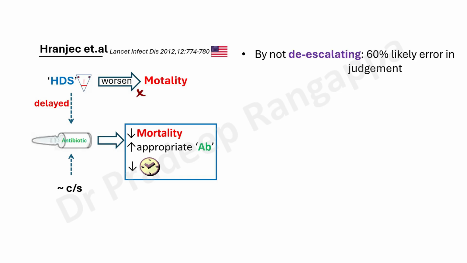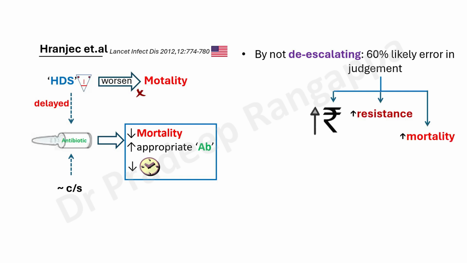So by not de-escalating, there is a 60% likely error in judgment. By indiscriminately using antibiotics in 60% of the cases where there is no answer and you are unable to delineate, you may be increasing the cost to the patient, increasing the resistance, and of course increasing mortality, which was shown in the procalcitonin studies and this Rangic study.